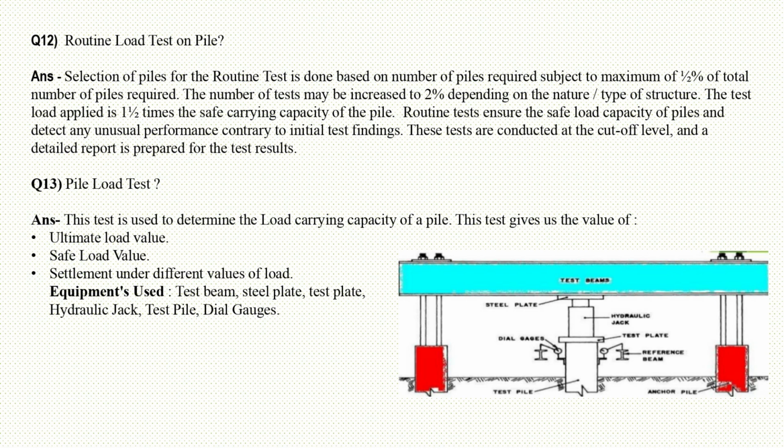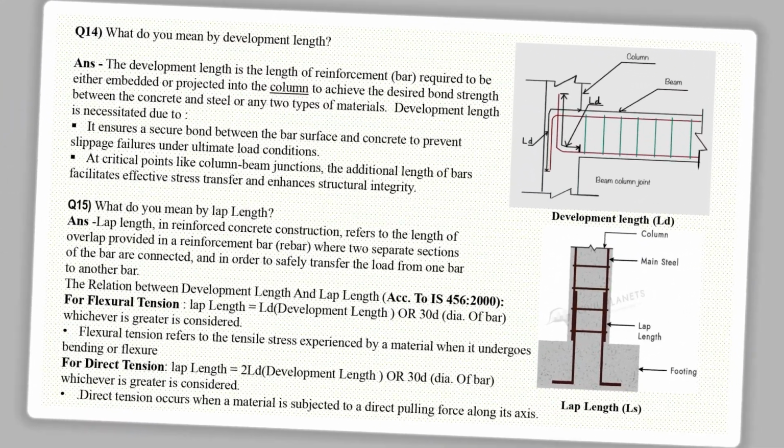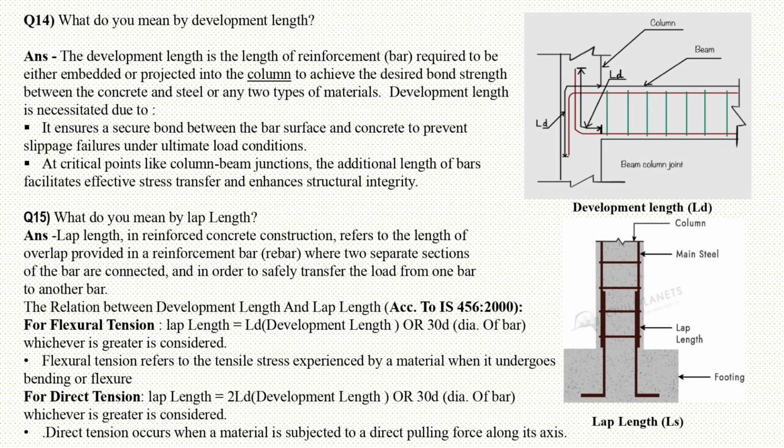Question 14. What do you mean by development length? Answer. The development length is the length of reinforcement bar required to be either embedded or projected into the column to achieve the desired bond strength between the concrete and steel or any two types of materials.